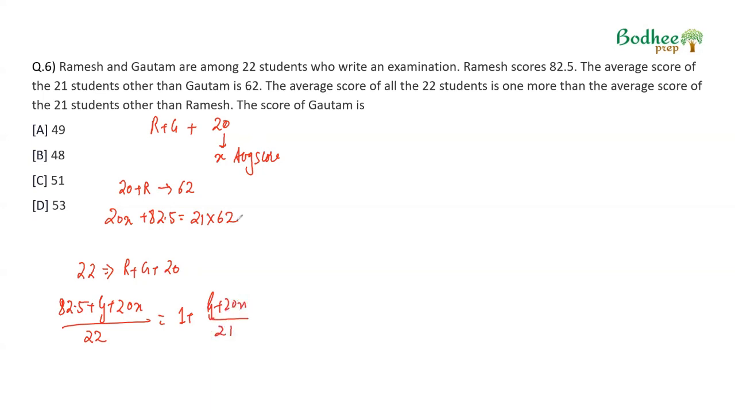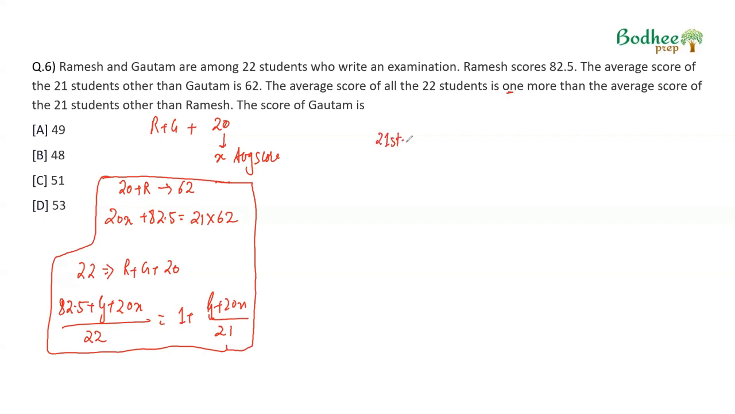We can substitute also the value. For example, from here we can write 20x is equal to 21 into 62 minus 82.5. The value of 20x can be substituted to get the value of g. But again, this becomes very calculation intensive. So this method in itself can be avoided. What we can do is we can compare the two cases when one of the person is removed. So the first case is when there are 21 students, which include 20 students plus Gautam.